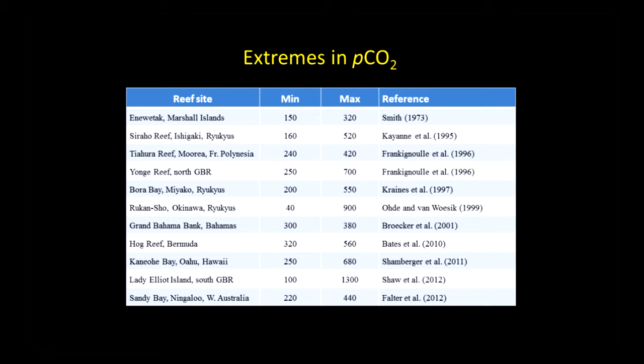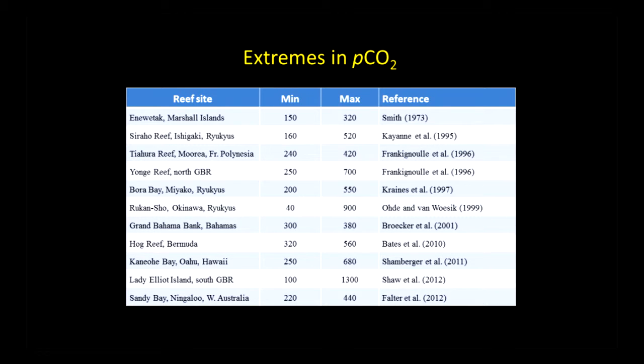So we know there have been a lot of different studies trying to look at the natural variability in carbonate chemistry on reefs, and you have different CO2 extremes. The lows can be less than the last glacial maximum. The highs can be much higher than even the business as usual scenario at the year 2100.